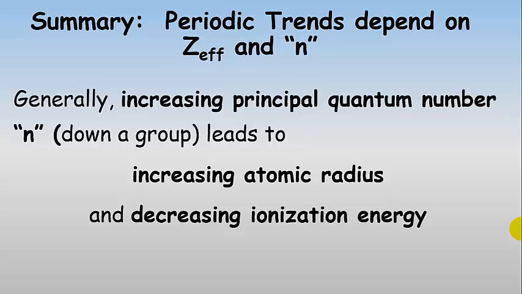And as the orbitals get larger, those orbitals farthest away get larger and larger, n gets larger, we're going to increase our atomic radius, and that's going down a group. And then we're also going to decrease our ionization energy. So if they're farther away, it's going to be easier to take an electron away because they feel less attraction for the nucleus just due to distance.